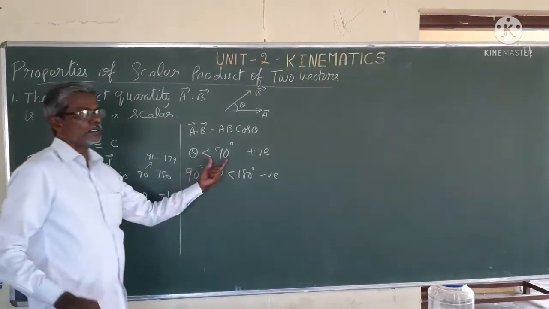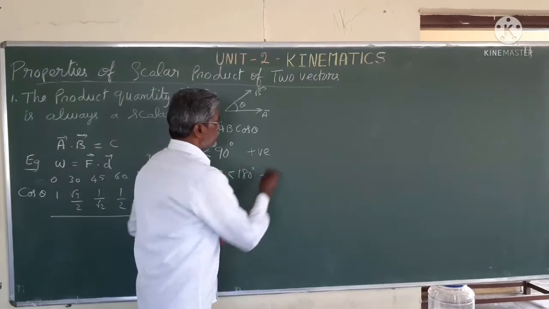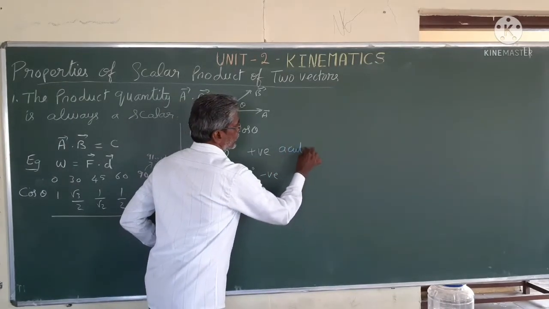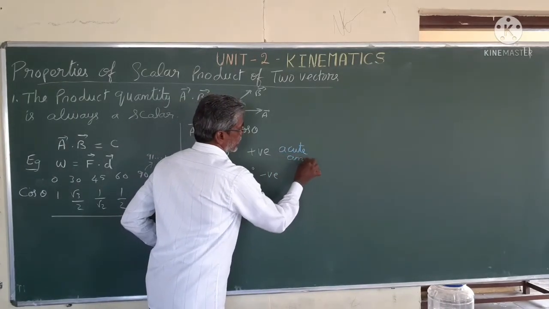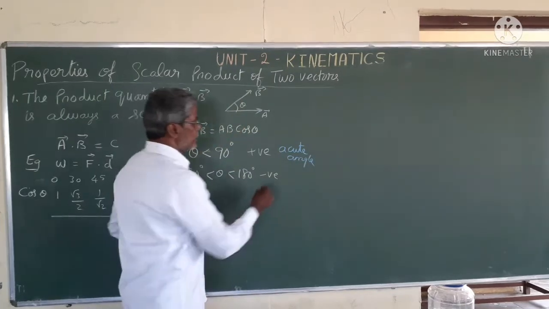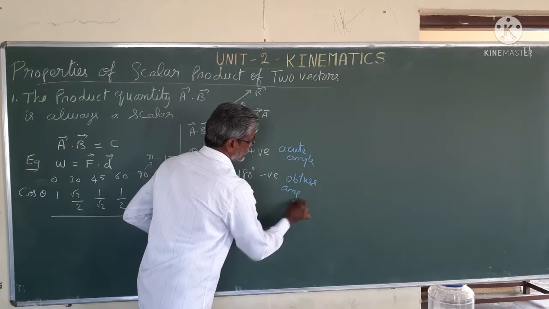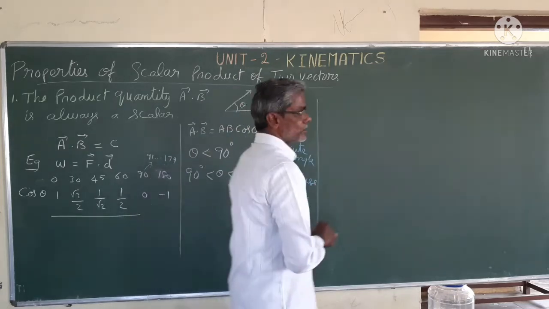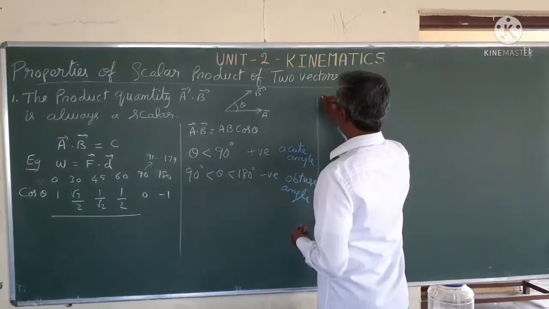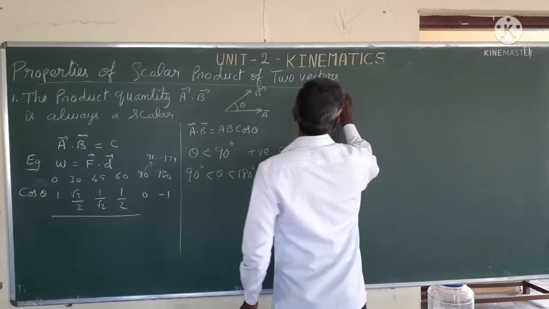Understood? Since it is less than 90, I can call it an acute angle. Greater than 90, I can call it an obtuse angle. Understood? Now we go to the second property, commutative law.